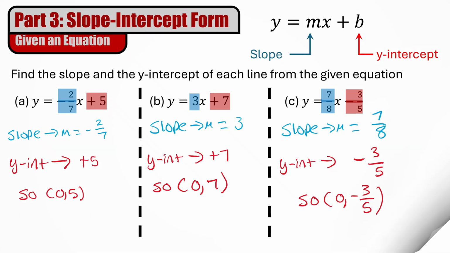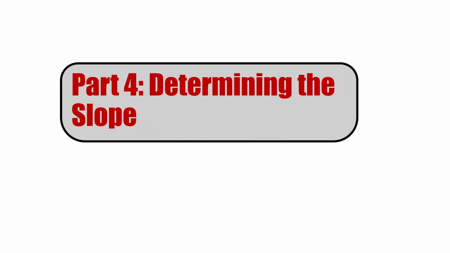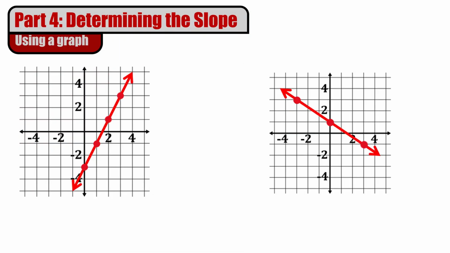Now that we know what the slope-intercept form looks like and what each part means, let's practice finding the slope from a graph or from 2 points. Now let's practice finding the slope when we're given the graph of a line. Remember, slope is rise over run: how much the line goes up or down, divided by how much it goes left or right.